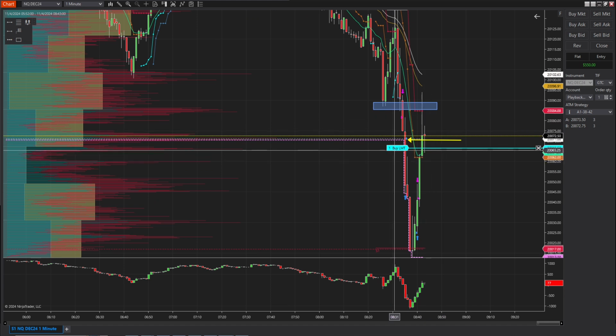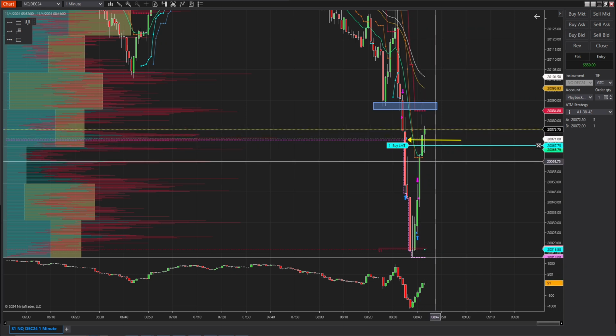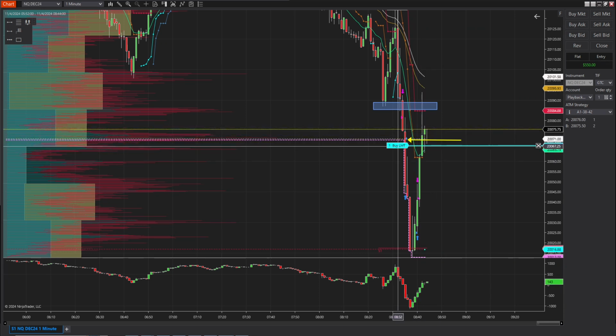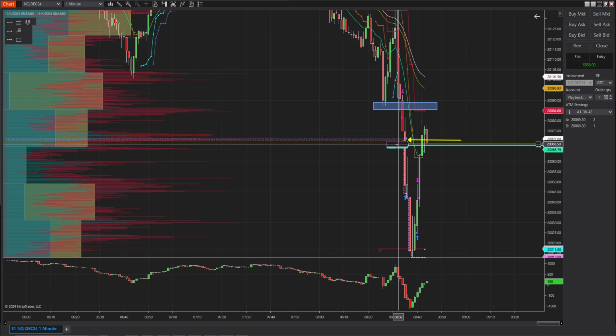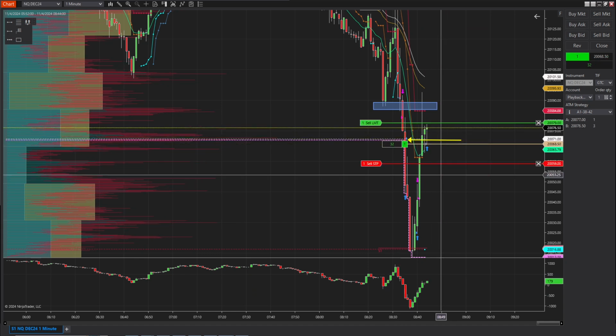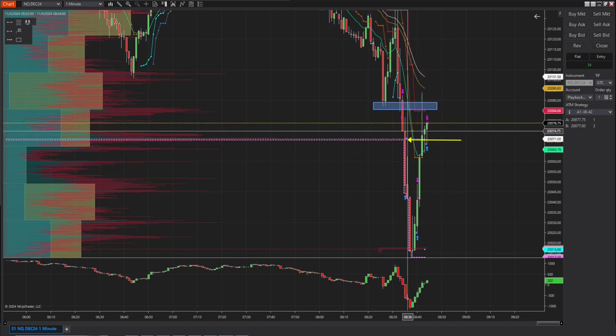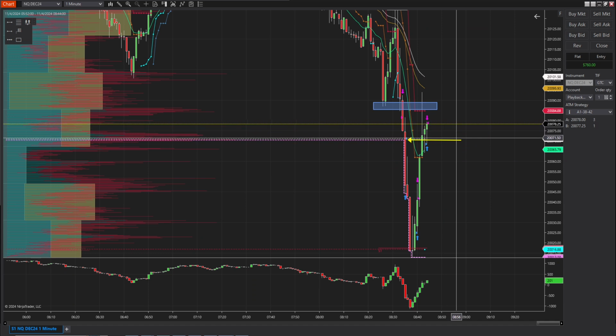And if it gets back here, now for this long the stop has to be right here. Anyway, no fill. Order filled. Okay, so we are in the order and I'm keeping the stop right here. Target filled. Anyway, that was quick.